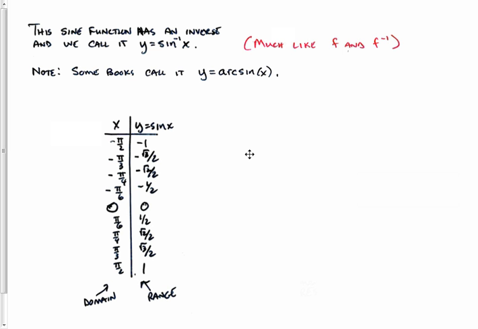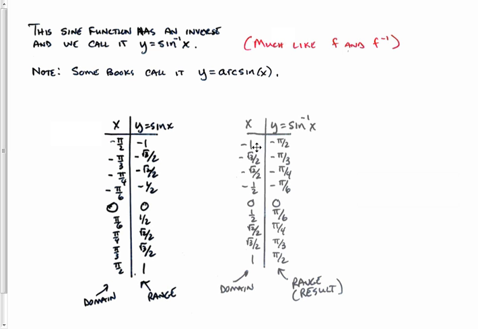Now, remember when we dealt with functions in algebra and their inverses, the result of the inverse was changing the positions of x and y. So you see here, if our x is -1, then our y is -π/2, which is just the opposite of this.